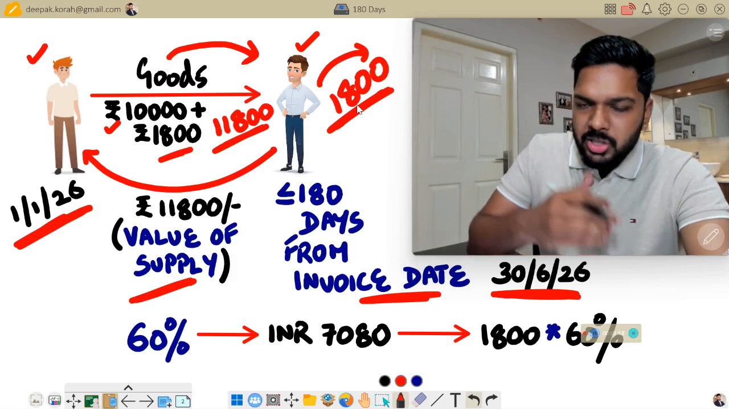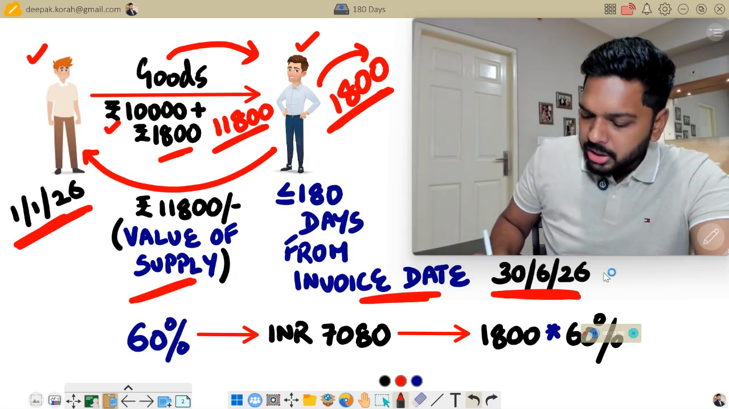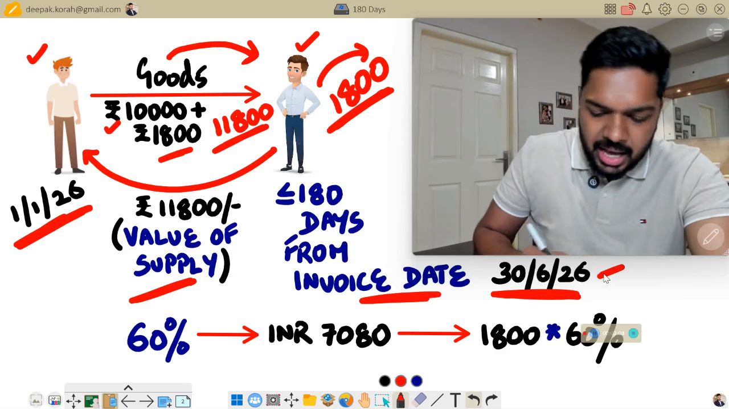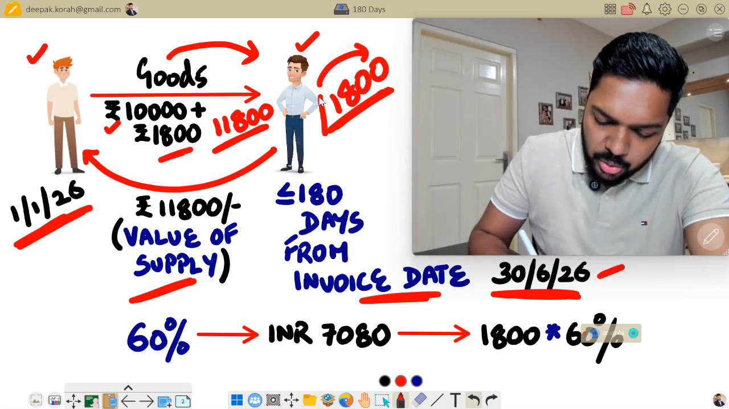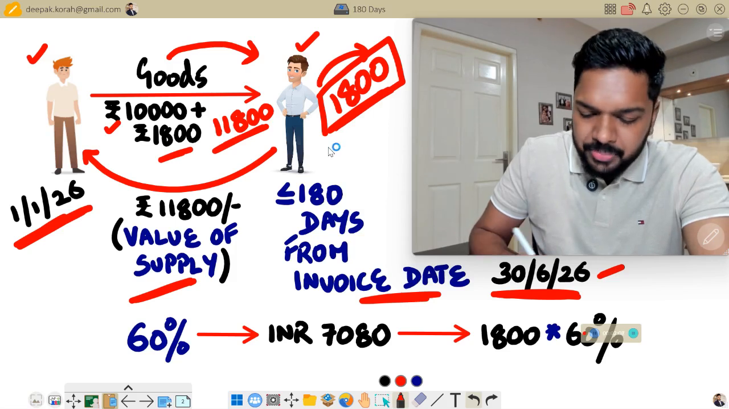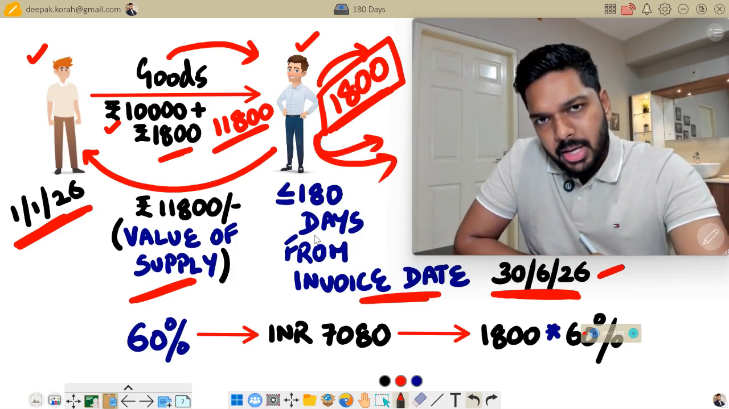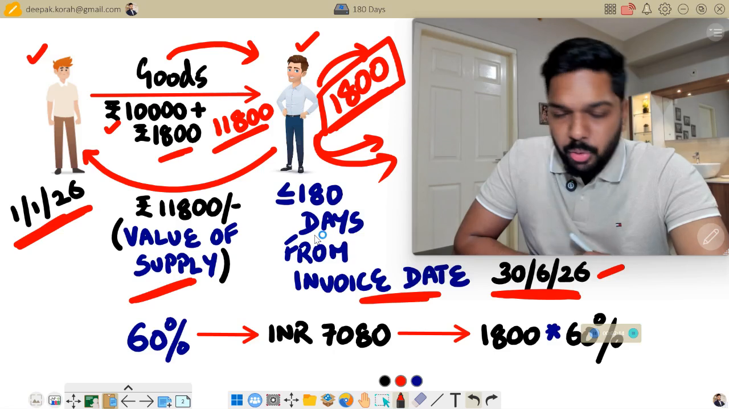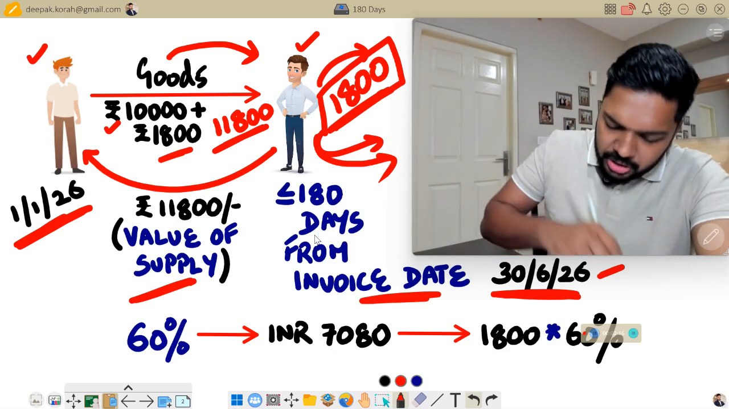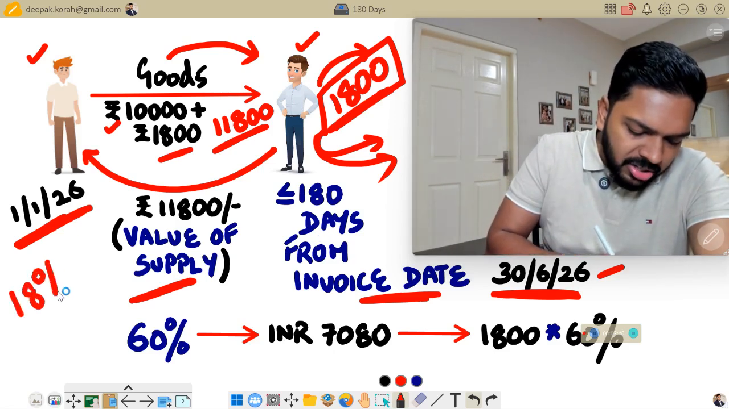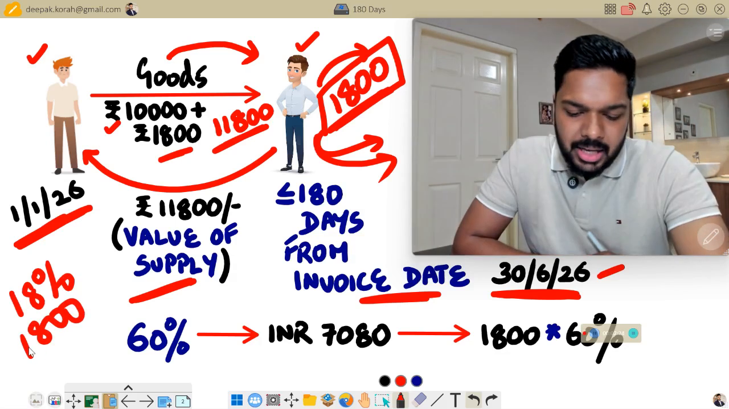So when he does not make a payment on or before 30th June 26, in his subsequent GST return, he has got to reverse this 1,800 rupees of GST, basically reverse from the pool of ITC and pay to the government. The provision also says that on top of the reversal, the recipient also should calculate an 18% interest on this 1,800 rupees from the date he had availed it.